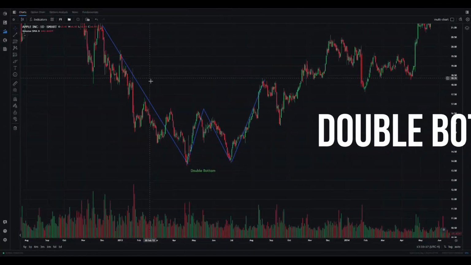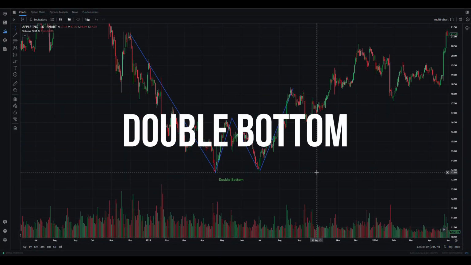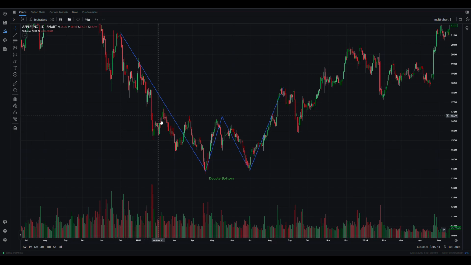A double bottom pattern occurs when the price reaches a significant low, bounces back, declines again to a similar low, forming the second bottom, and then reverses direction. Visually, it resembles the letter W with two troughs of similar depth.